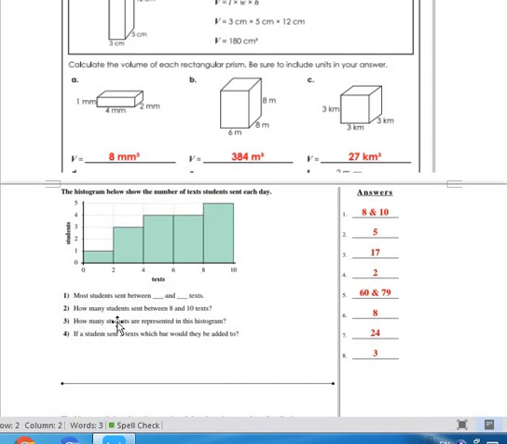Okay, how many students sent 8 to 10 texts? If I look at my histogram, I go up from 8 to 10. This is the bar from 8 to 10. Go up until I reach and look at the y-axis. It's 5, so I will write the answer 5. How many students are represented in the histogram? Here I have the students in the histogram.